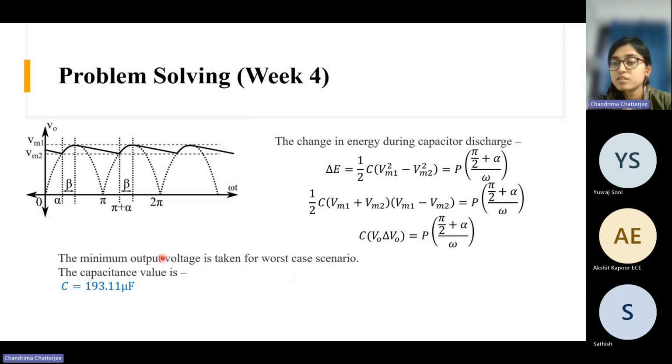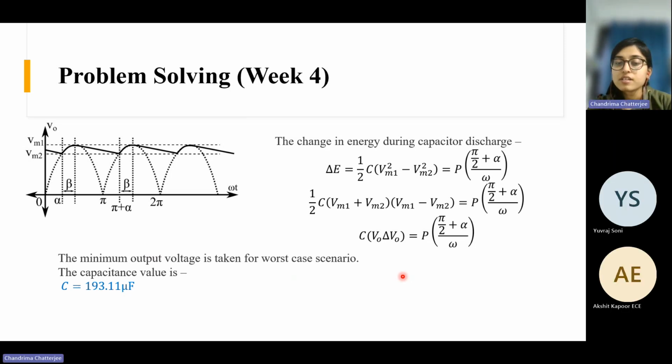Is this clear to everybody? Okay. So this is the capacitance calculation part.